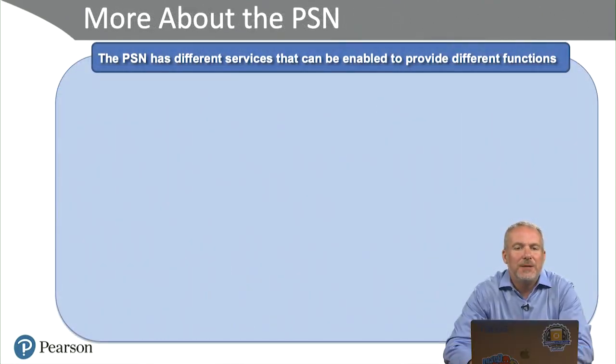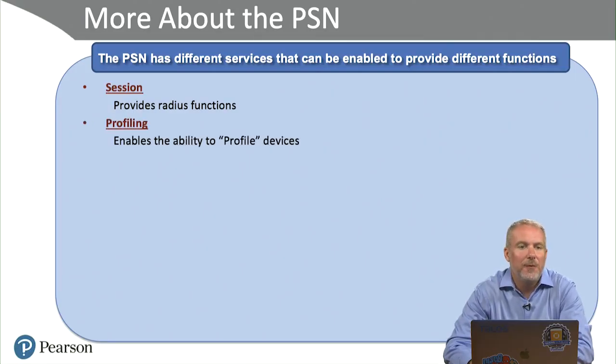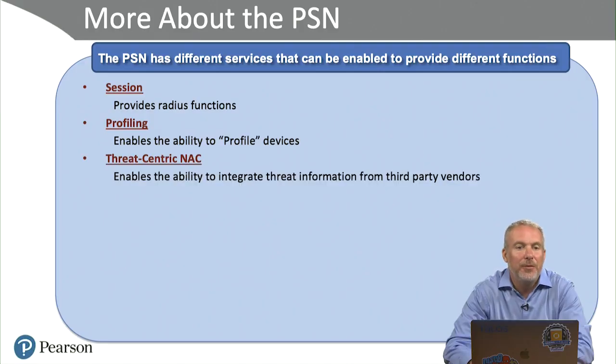Now let's look at the different types of services that the policy node can serve up. First one is pretty straightforward. It's the session service. It provides the RADIUS functionality. The second one is the profiling service. This is our ability to profile the devices to understand what type of device is on the network. Third one is our threat-centric service. This enables us to integrate threat information from third-party vendors and make use of that information in our policies.